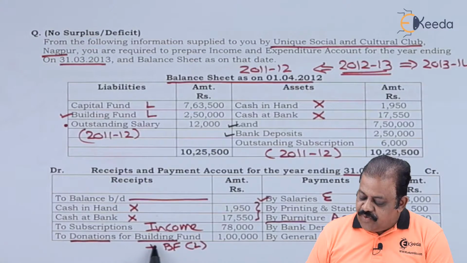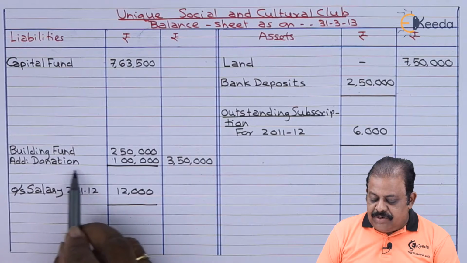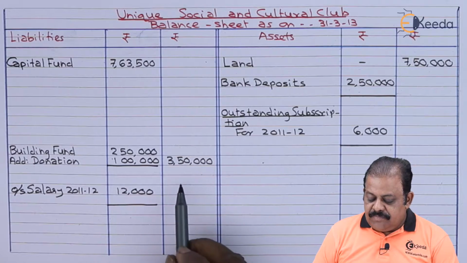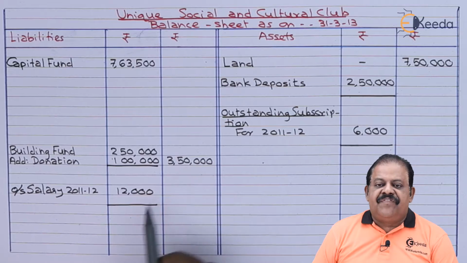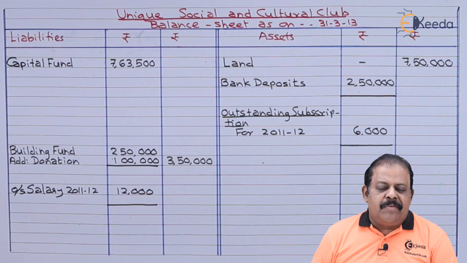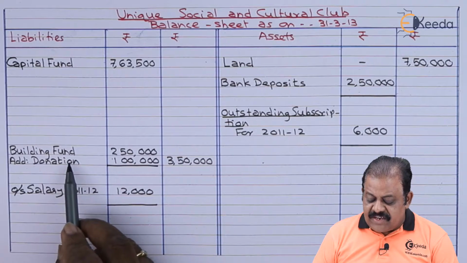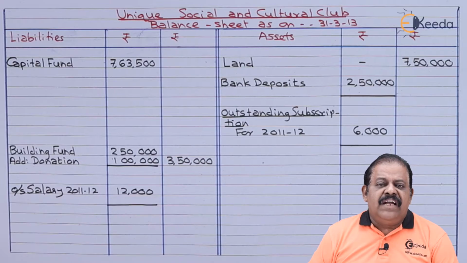Next, we have donation for building fund 1 lakh. This will be added to the building fund on the liability side. On the liability side, we have added donation 1 lakh to the building fund. Now total building fund is 3,50,000. This is a special donation received for building. Therefore, it is not treated as income and it is not recorded as income in the income and expenditure account. It is added to that specifically maintained fund called building fund.